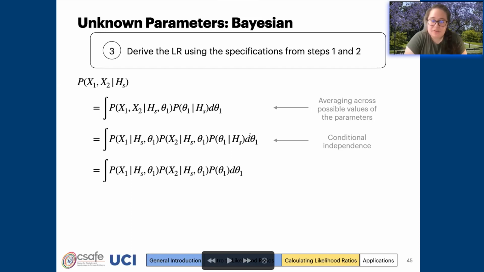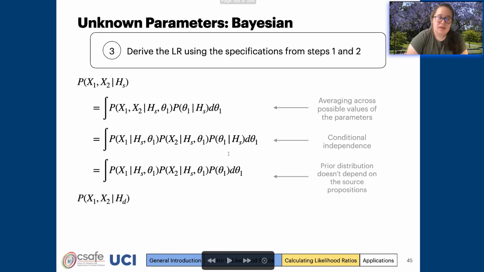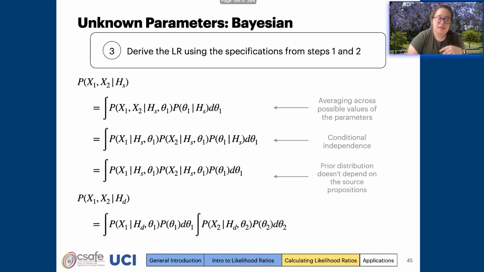And the prior distribution doesn't depend on the source proposition, so we can get rid of this extra conditioning statement that's here in the last probability. And we can do something very similar for the denominator with, in general, the same 3 steps. And we get very similar looking integrals, except now there are 2 integrals, one for each of the 2 parameters that we need to average over. And so each of these 3 integrals look very similar.